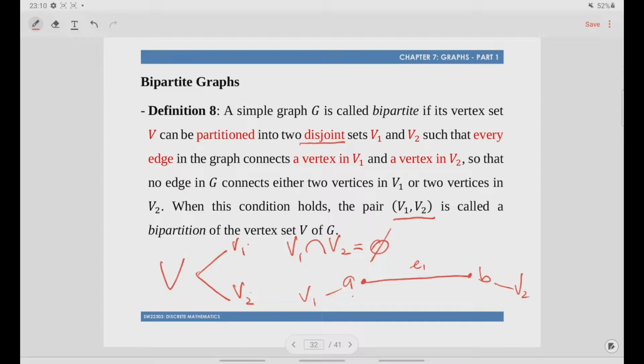So there are two conditions. The first condition is that the two sets V1 and V2 must be disjoint, that means their intersection is equal to an empty set. The second condition is that every edge in the graph G connects one vertex in V1 and one vertex in V2. Then we call the graph G bipartite.